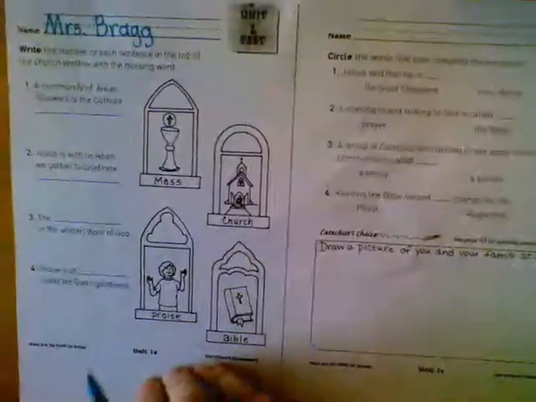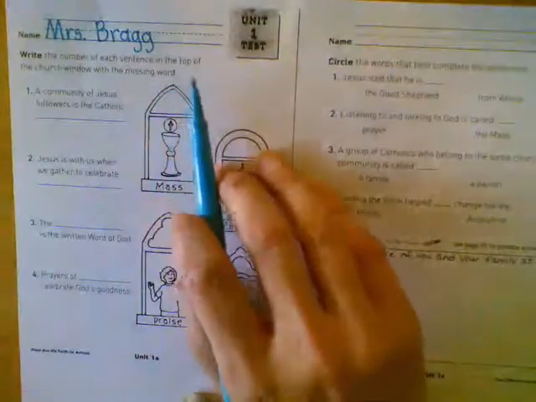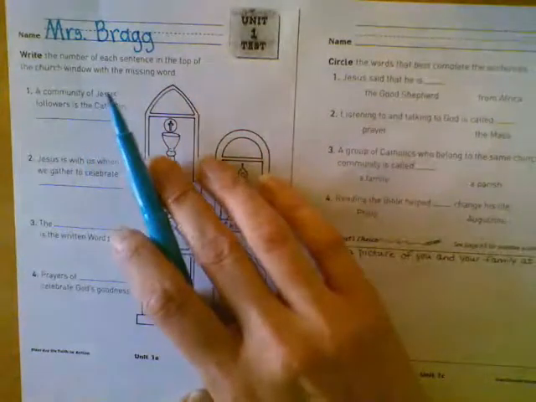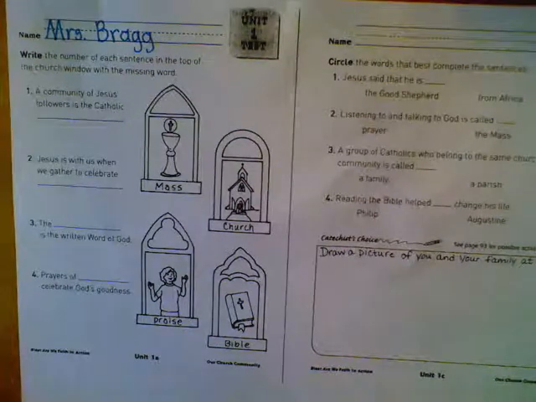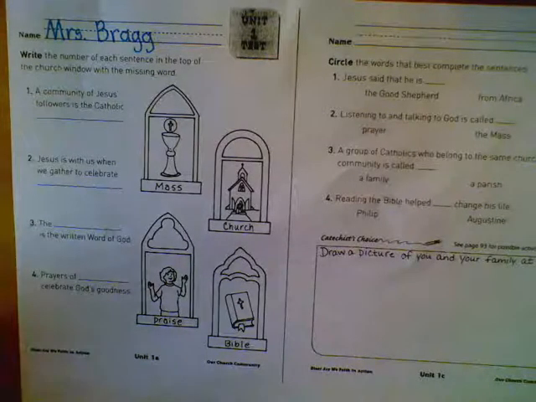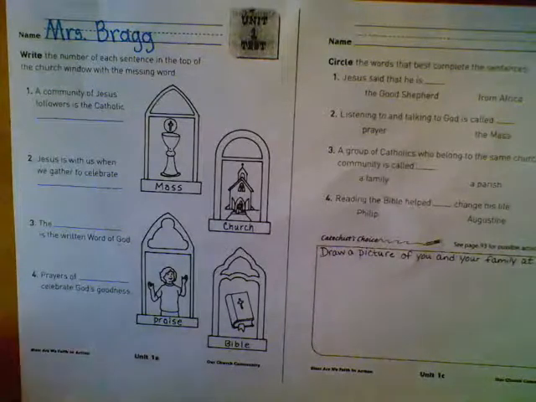So the directions for this side say, write the number of each sentence in the top of the church window with the missing word. So you remember when we did our reviewing for this test, we were coloring in with different colors the tops of the windows, Lillian. Now we are going to be writing a number instead of coloring, okay?